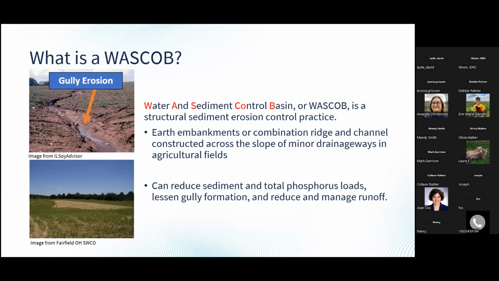So these are earth embankments or combination ridge and channel constructed across the slope of minor drainage ways in agricultural fields. And they can reduce sediment and total phosphorus loads, lessen gully formation, which is shown in that top photo, and reduce and manage runoff.